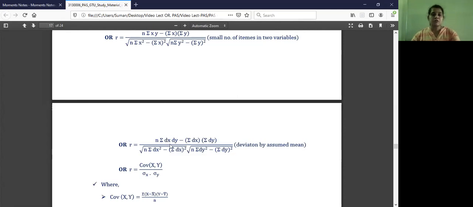If we use the assumed mean according to our column of x, then we write small a, and according to the column of y, we use the assumed mean small b. So dx is equal to x minus a, and dy is equal to y minus b. And the last one is r is equal to covariance of x comma y divided by sigma x dot sigma y. I will continue this topic in our next session.